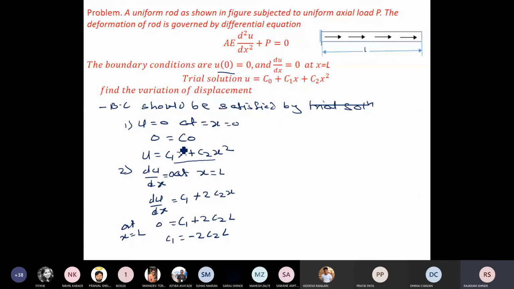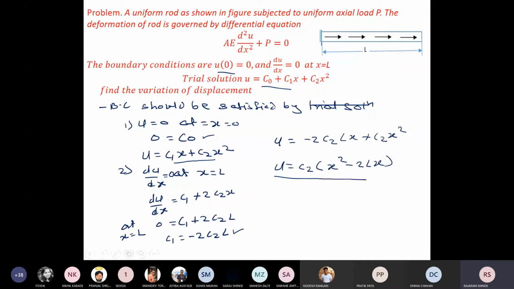Now I will put this in the trial solution, all the terms. That means I will put c0 is equal to 0, c1 is equal to minus 2c2L in this trial solution, and I will get u is equal to minus 2c2L into x plus c2x square, and this becomes c2 I will take out of the bracket, that means I will take the constant, it becomes x square minus 2Lx. Have you got it? You check it. Have you got it?